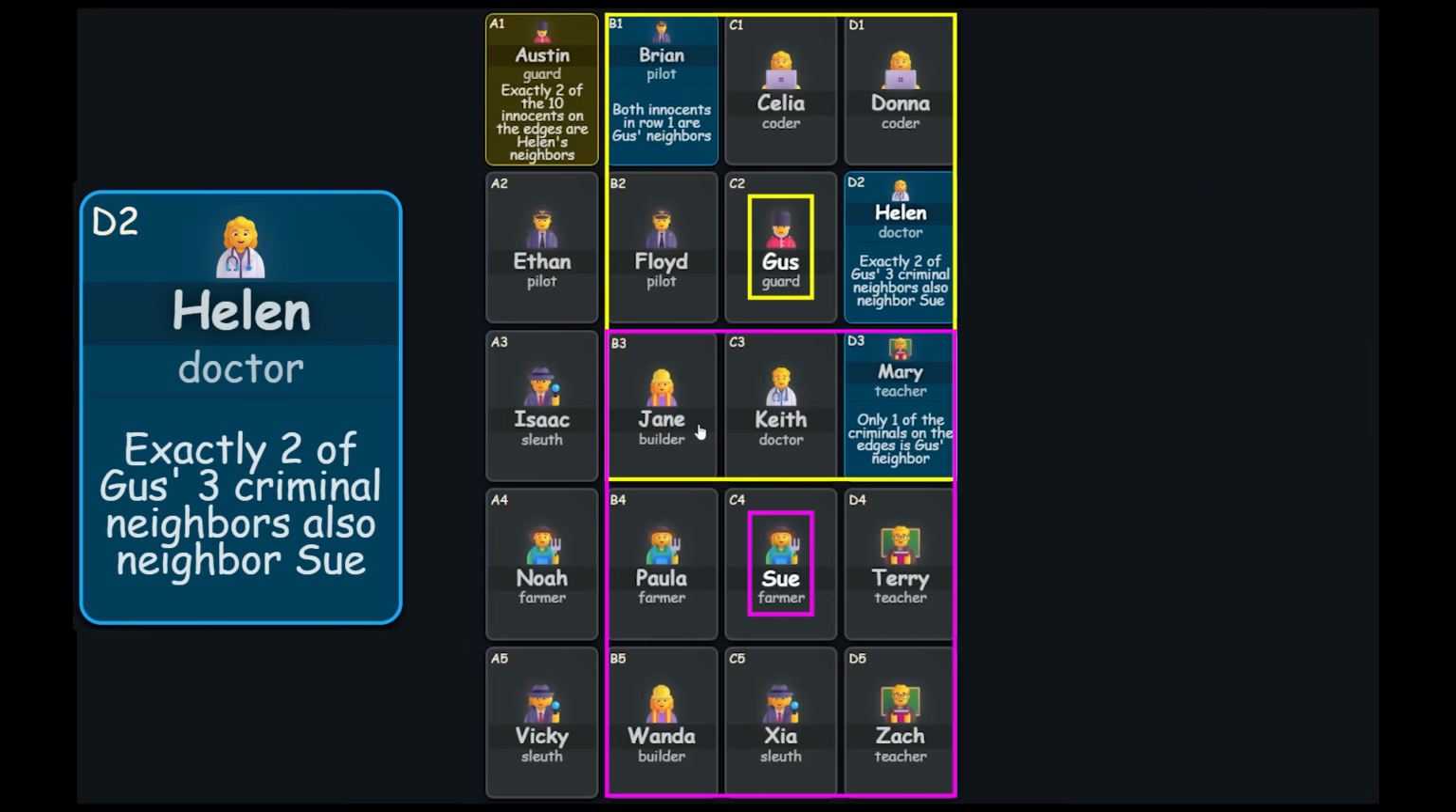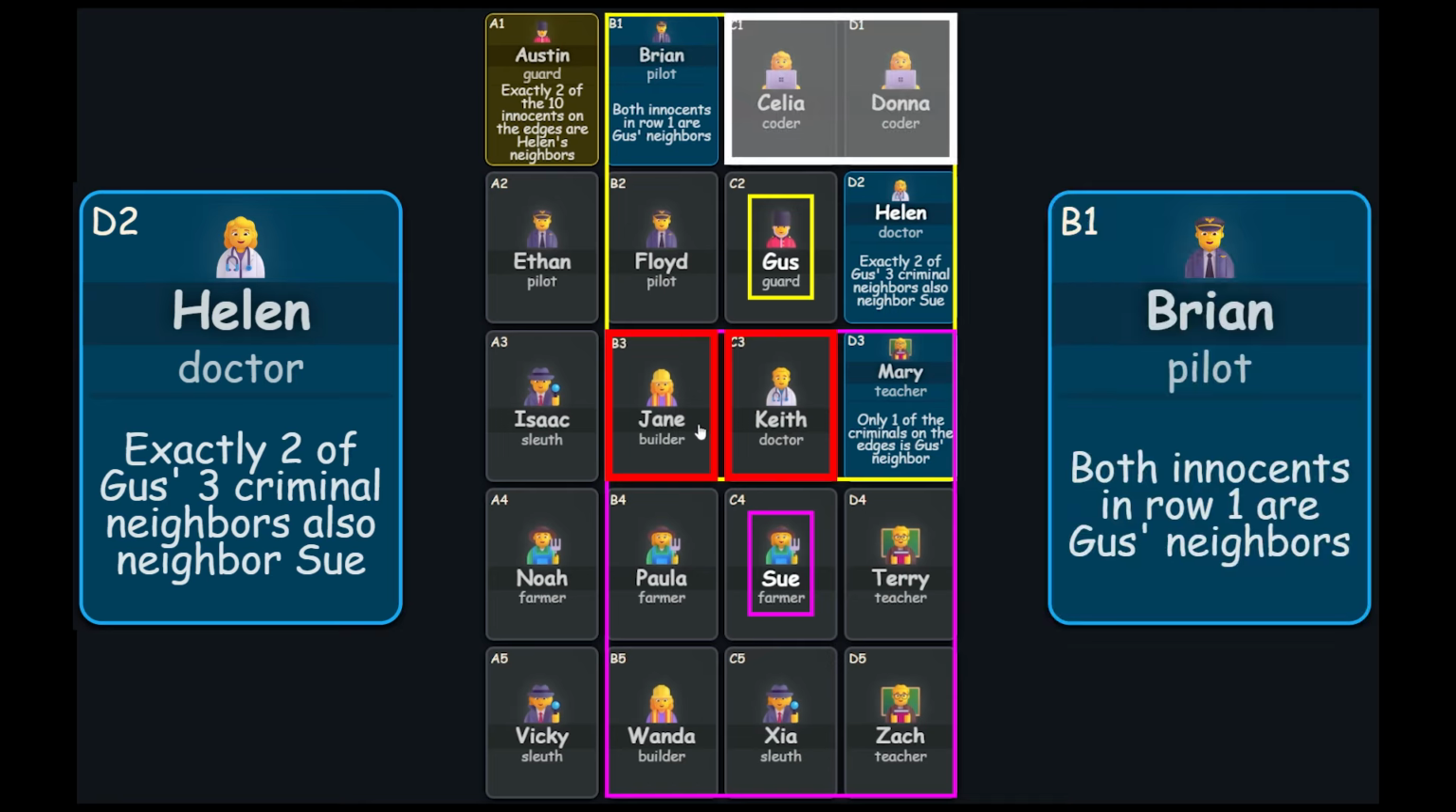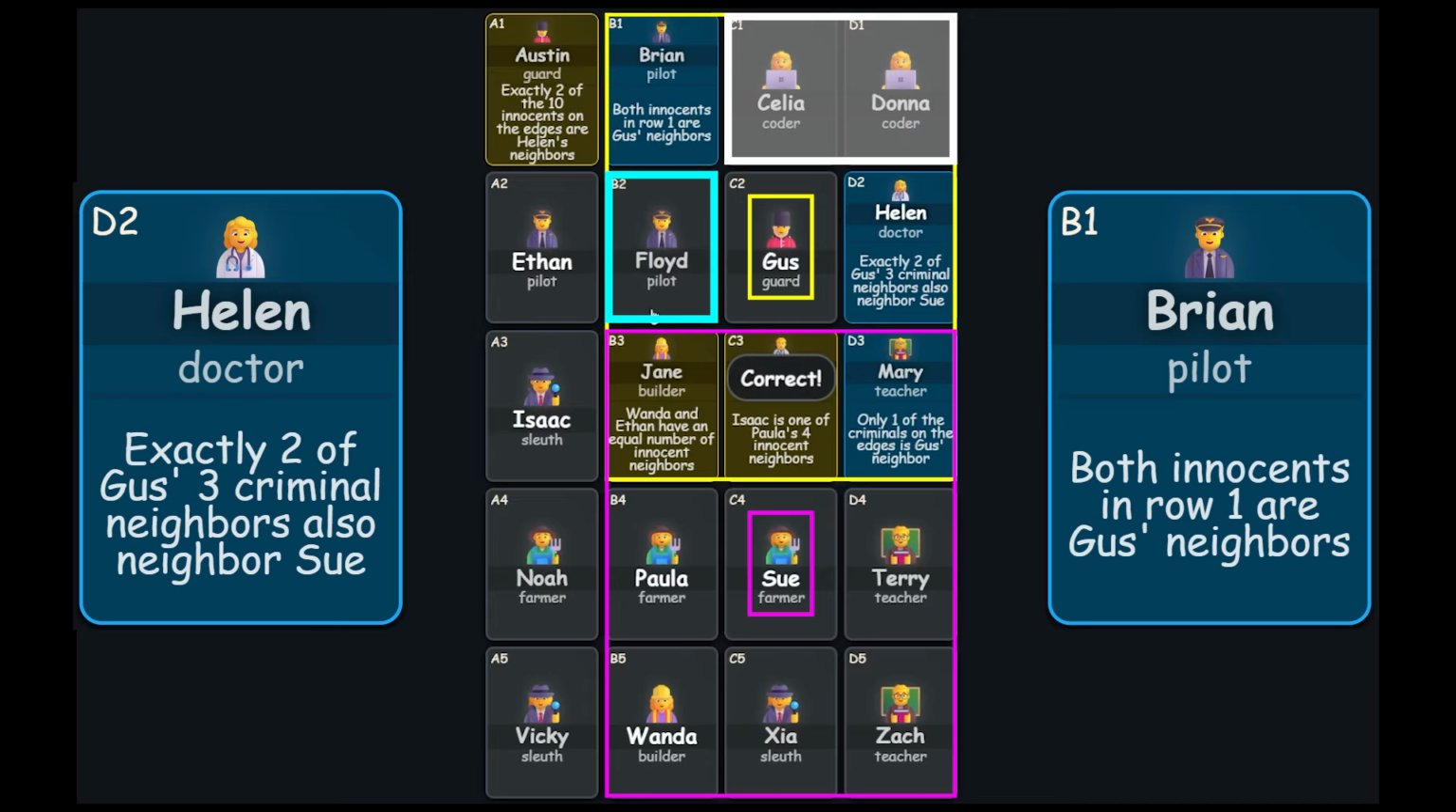Exactly 2 of Gus' 3 criminal neighbors also neighbor Sue. Mark Jane and Keith as criminals, and since we know the 3rd criminal neighbor has to be one of these 2, we can also mark Floyd as innocent.